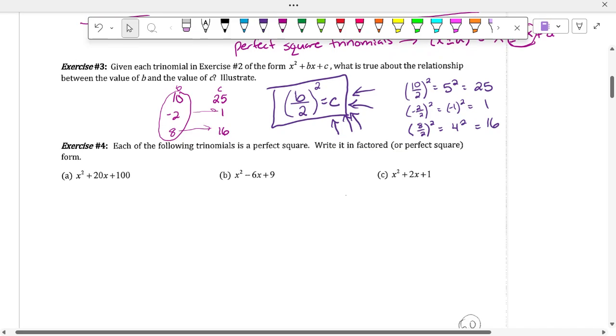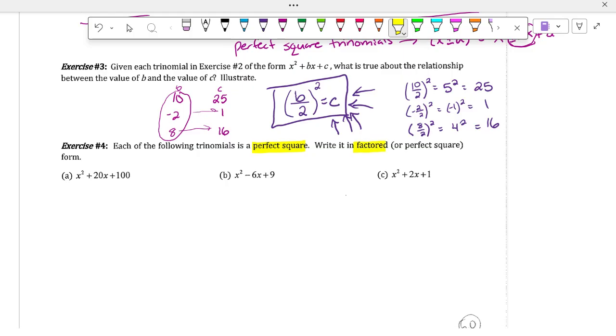Now, each of the following trinomials is a perfect square. We're going to write it in its factored form. So the easiest way to do that is, since we already know they're all perfect square trinomials, all we got to do is take the square root of the first and last term, keep the sign of the second, and write it in the form of something plus or minus something all squared. Square root of x squared is x. Square root of 100 is 10. Plus, that's all it is.